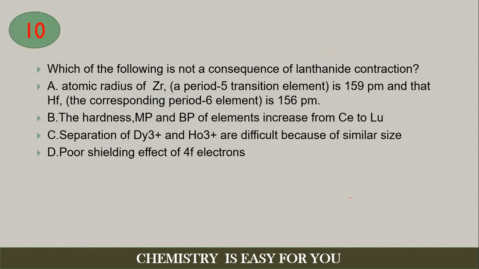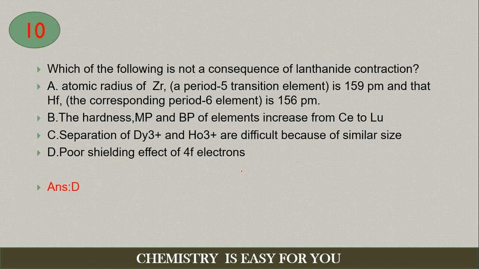Now towards the 10th question, which of the following is not a consequence of lanthanide contraction? So there is one out. This question is extremely important because out of the four options, three are consequences of lanthanide contraction. So when we understand the answer, which is not a consequence, write the other three because they are consequences of lanthanide contraction. Poor shielding effect of 4f electrons is the cause, not a consequence, of lanthanide contraction. But all the others, like the atomic radius of Zr being 159 and that of Hf being 150, are a consequence of lanthanide contraction.